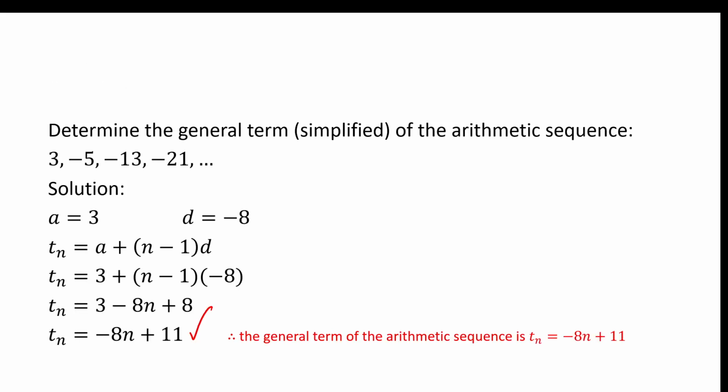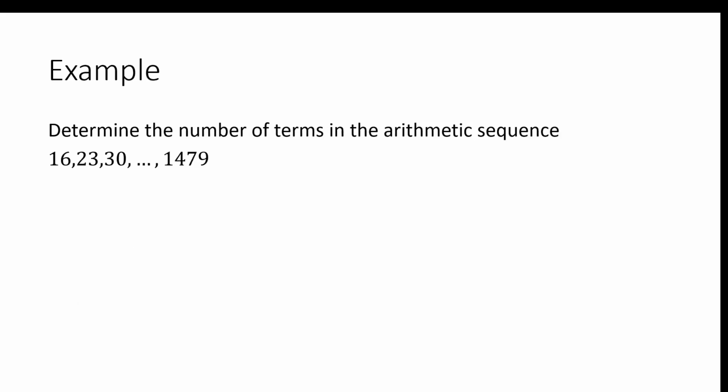And specifically, just to really clarify it, the part that I'm circling, that is the general term. T subscript n equals -8n plus 11. Now, what if we wanted to know the number of terms in the arithmetic sequence shown?